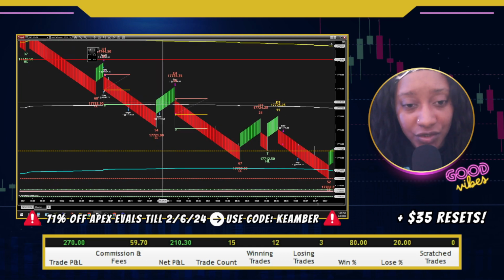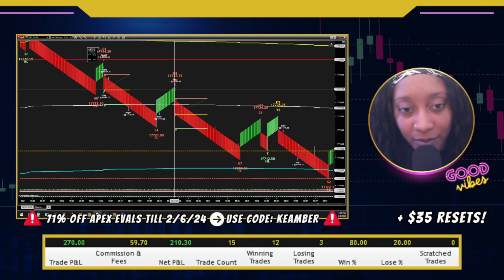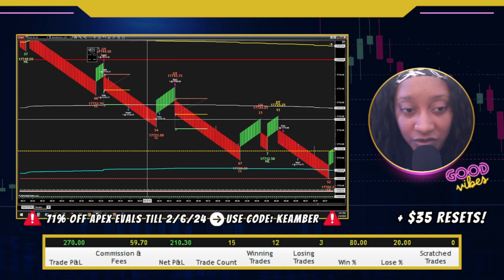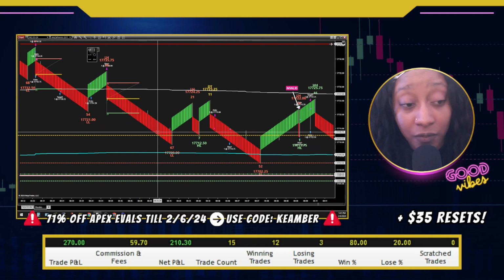All right, so the next trade was a loss. It actually ended up coming 2 ticks away from moving my stop loss to break even. So it just was what it was. Again, it was just another divergence trade going with the overall trend.